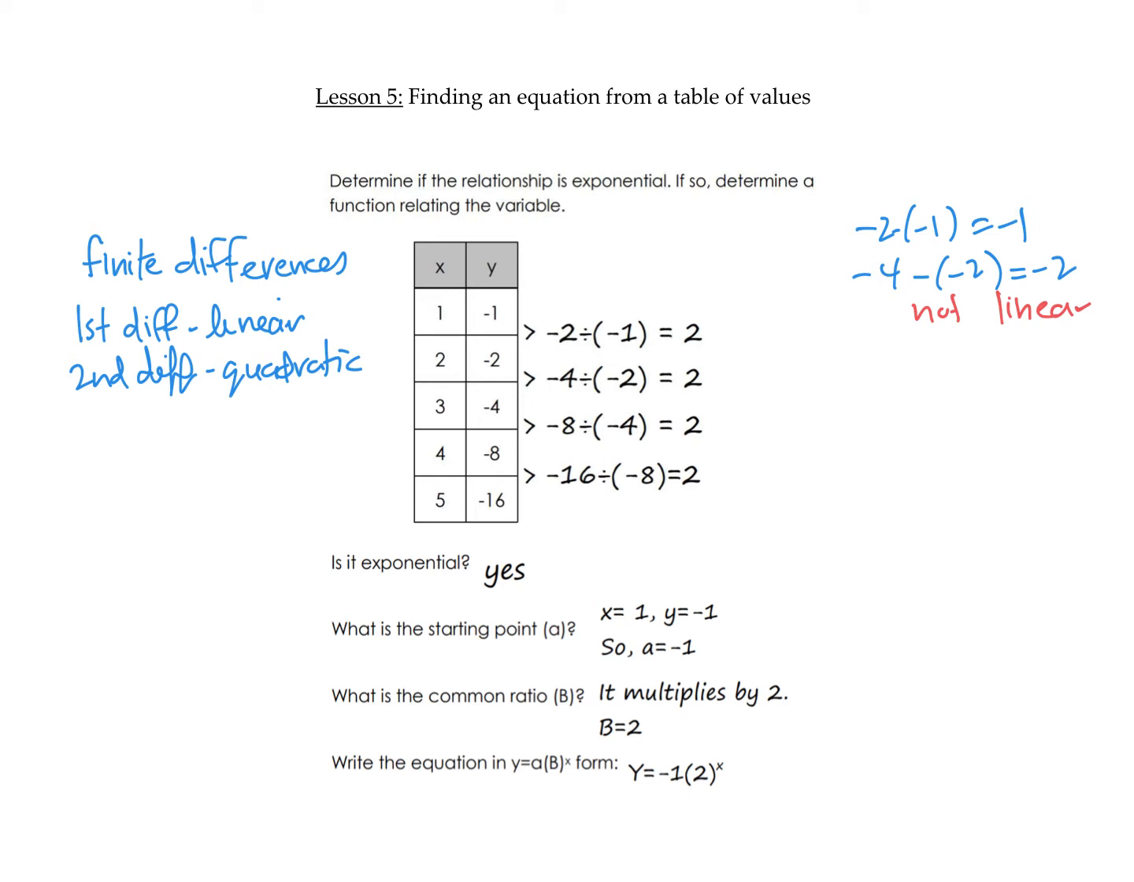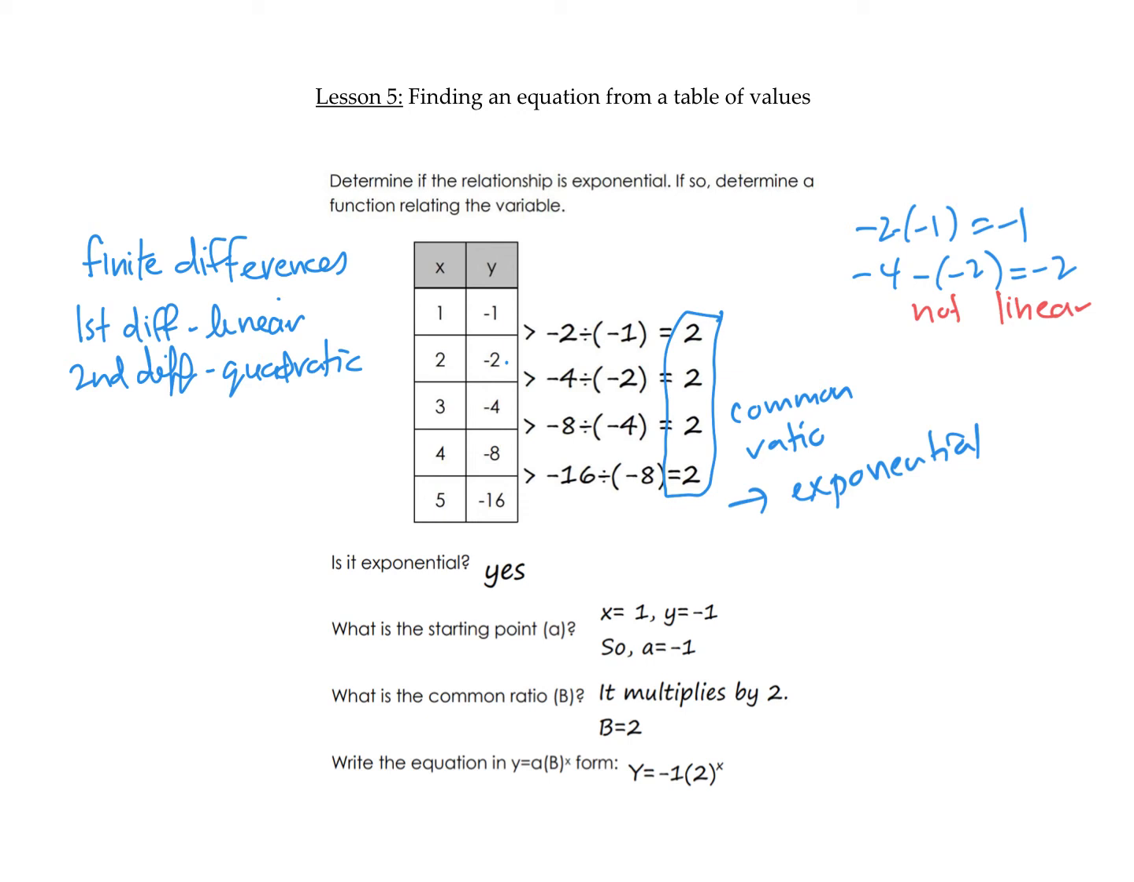So what we have done here is we have divided the y values. If we divide -2 by the term before it, -1, we get +2. If we divide -4 by the term before it, we get +2. And so we can see that when we divide a y value by the y value before it, we get a common ratio. So that tells me it's exponential. So the first question, is it exponential? Yes, it is. I have a common ratio.